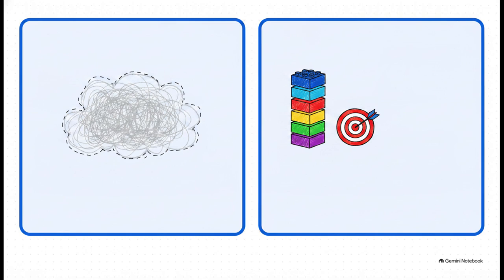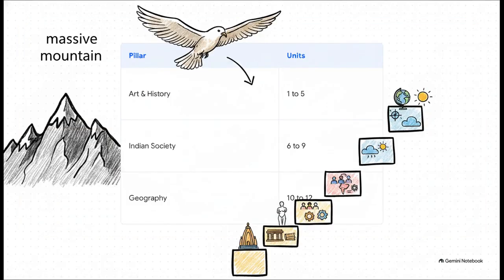It's neatly stacked into 12 highly specific blocks, or units, and these 12 units reveal the exact targets we need to hit. So to succeed, we absolutely have to rely on these 12 mains units to prepare for both stages of the exam. So how do we make sense of all these units?